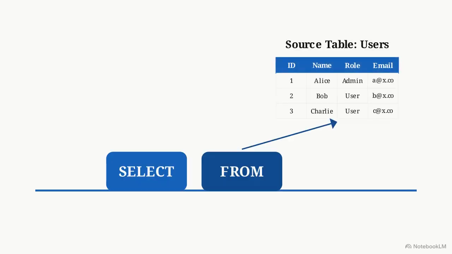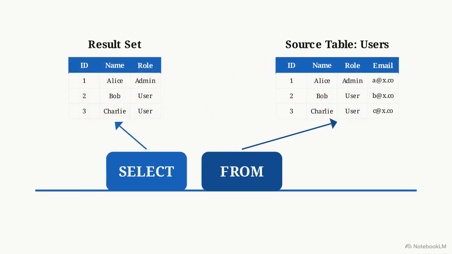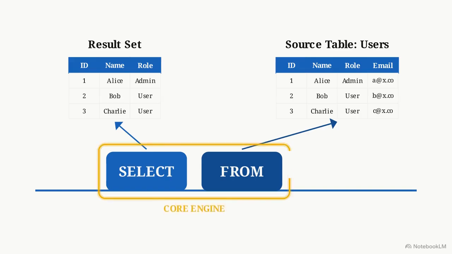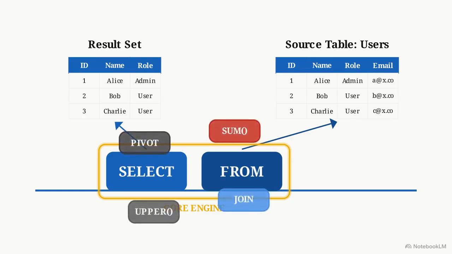Look at this empty query track. Select and from. Our from clause tells the database exactly where to look, identifying a specific table. Then the select clause defines our output, projecting only the exact columns we want to return. Once these two are in place, the core engine is ready.